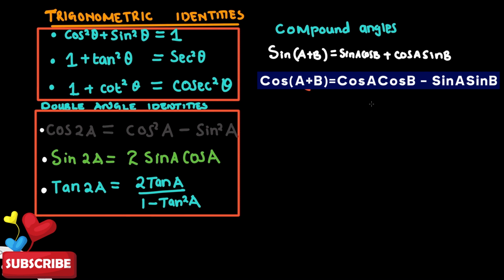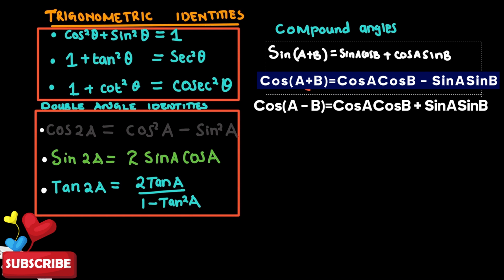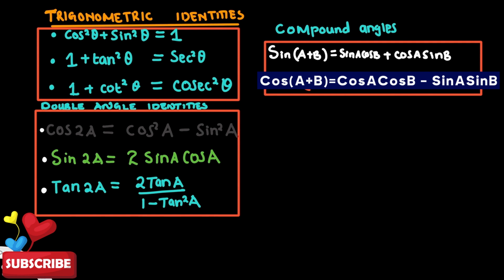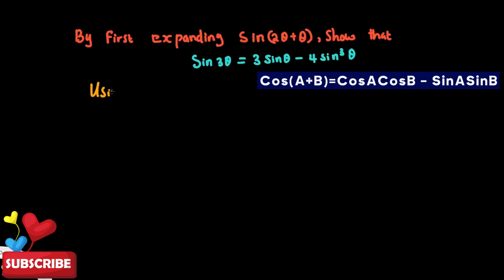Something else you need to remember: if it's an opposite sign, cos a minus b, on the other side should be addition. Also, you need to remember that. Also, if you're given tan a plus b, what does it become? So that one also you ought to remember how to go about it.